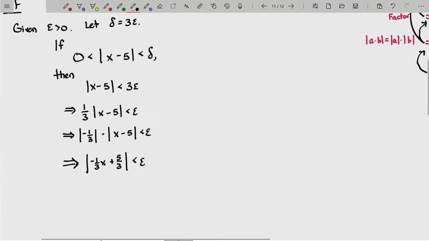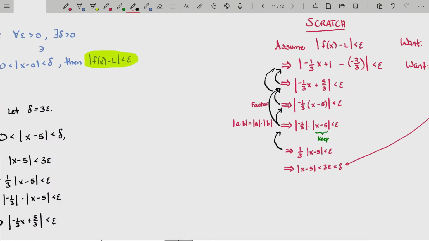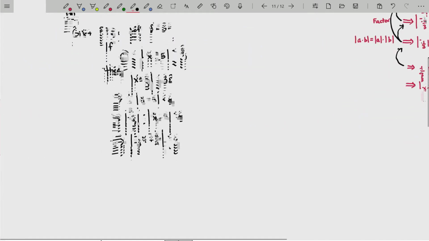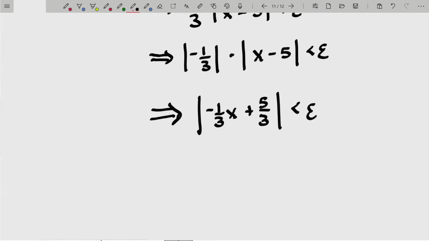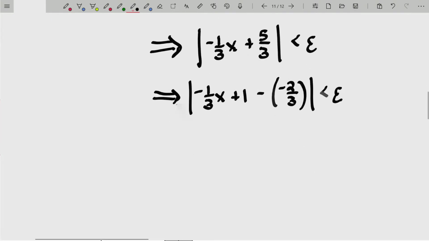And then the final step, again, looking back at my scratch, is that final step up there. I just break that to a negative 1/3 x plus 1 minus a negative 2/3. Negative 1/3 x plus 1 minus a negative 2/3 in absolute value is less than epsilon. And then I take a moment to actually tell the reader, this is my function minus my limit.